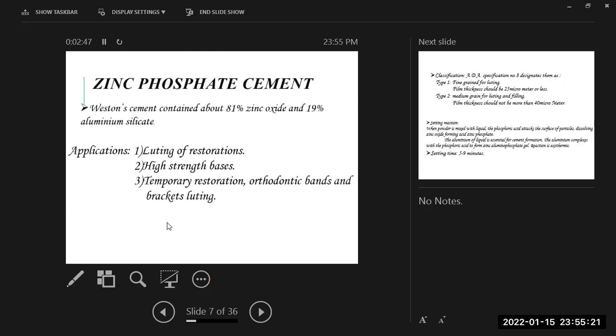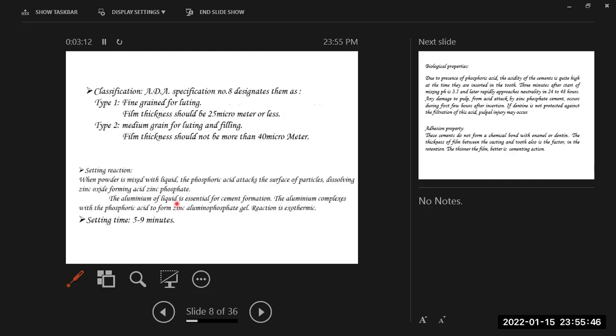So when we talk about zinc phosphate cements, which is otherwise called Western cement, it contains about 81% zinc oxide and nearly about 19% of aluminum silicate. The main application of this zinc phosphate cement is in luting, as a base, and as temporary restoration, orthodontic brackets and bands luting. The main ADA specification number is 8. You have type 1 for luting and type 2 for luting as well as filling, and the setting time is around 5 to 9 minutes.